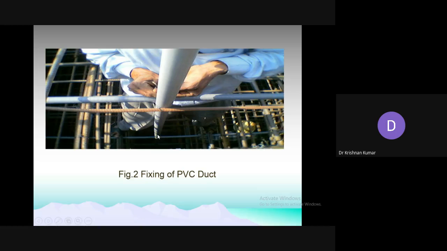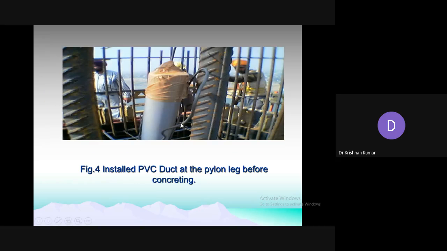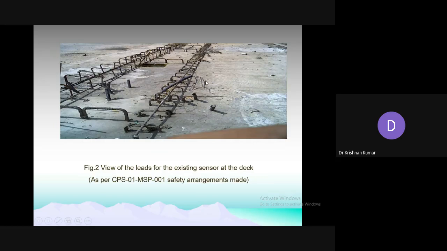Then the sensor cables are routed through ducts. We place ducts inside during the concreting. Then through the duct, we are taking out all the signal cables. Yeah, our signal cables are out. So these cables will further be taken to the unit boxes. See, our signal cables are above the concrete.